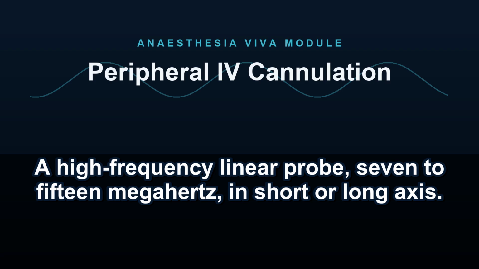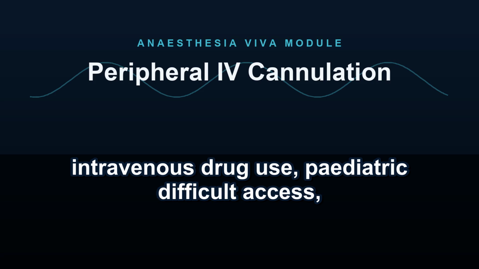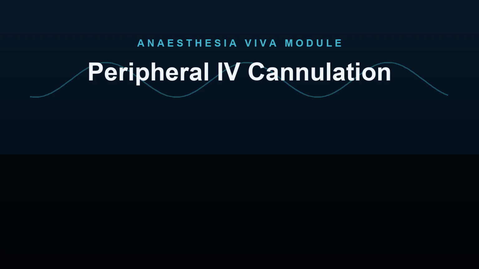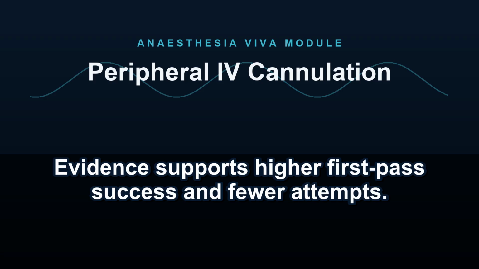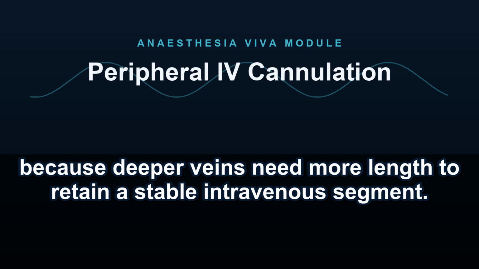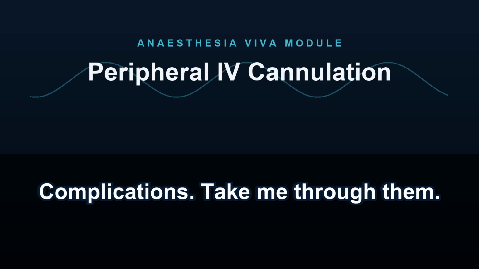A high-frequency linear probe, 7 to 15 MHz in short or long axis, indicated for the patient with non-palpable veins, obesity, chronic illness, intravenous drug use, pediatric difficult access, or repeated failed conventional attempts. Evidence supports higher first-pass success and fewer attempts. A practical point: use a longer cannula, 48 to 64 mm, because deeper veins need more length to retain a stable intravenous segment. Complications, take me through them.